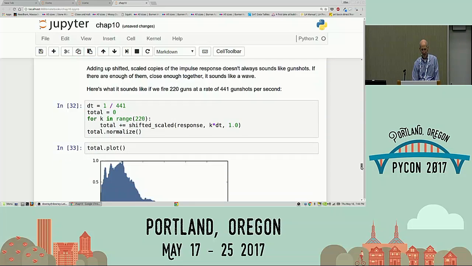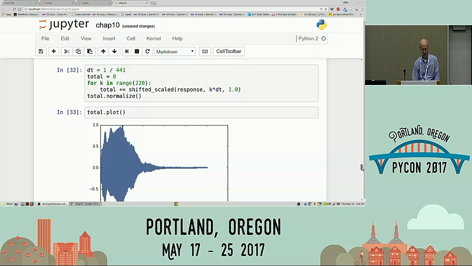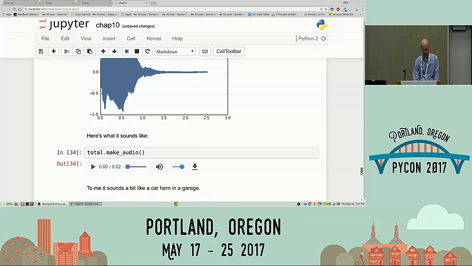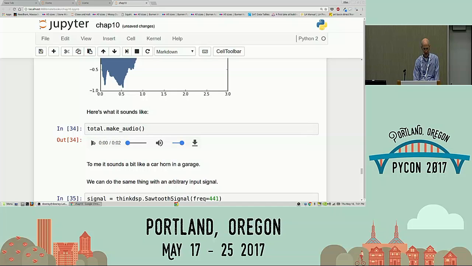But if you have lots of these things, so instead of just 2 copies of the gunshot, I'm going to make 220 copies of the gunshot. And I'm going to shift them all by just a short period of time. And what you get is something like this.